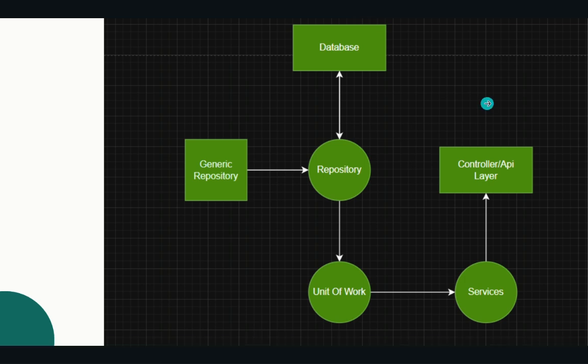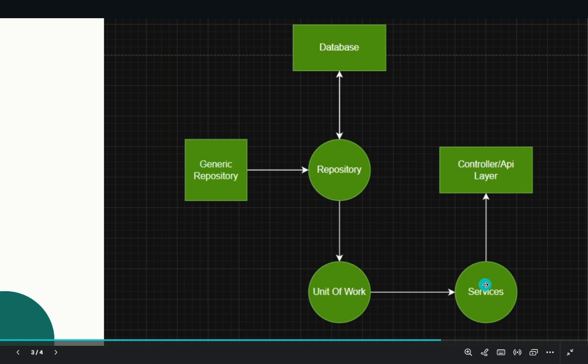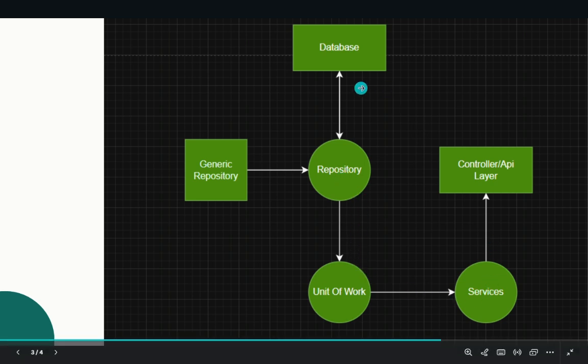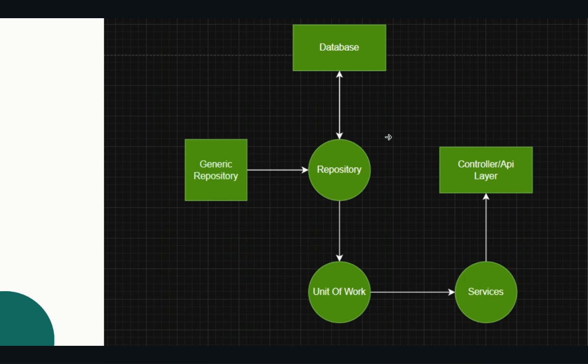So if the client asks for the pets, it will ask the controller, and the controller will communicate with the service layer. The service layer initializes the repository layer through the unit of work, and the repository layer will communicate with the database, get the data, and get the data back, which will be a very exciting journey.